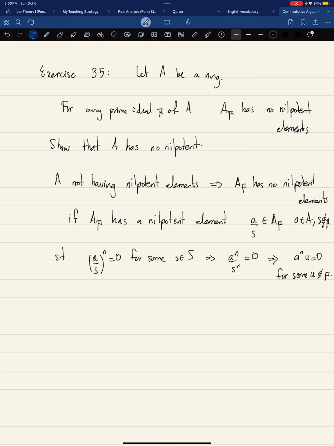And so I'm trying to show that if some A_P has a nilpotent element, then A must also have a nilpotent element.